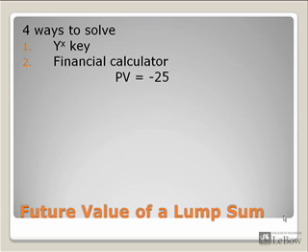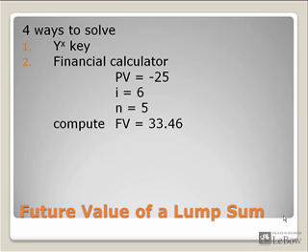The inputs that are relevant for this problem are, in fact, the present value, which is going to be 25, the interest rate, which is going to be entered as 6, and note here that interest is entered as a percentage, not as a decimal. And n being the number of compounding periods, we'll enter a 5 for, and we'll compute our future value at 33.46.